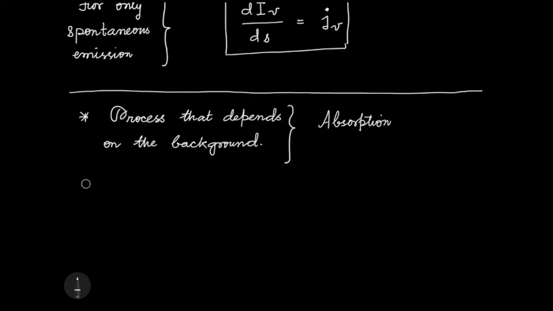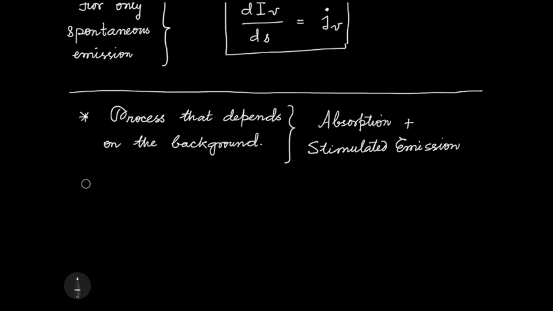But there is another process which is called stimulated emission, where if a photon of frequency nu falls into the atom, it may give rise to a radiation of frequency nu, and it will double the number of photons. So that also should be counted here. So that's called stimulated emission, a type of emission that depends on the background radiation, first coined by Albert Einstein in 1905.